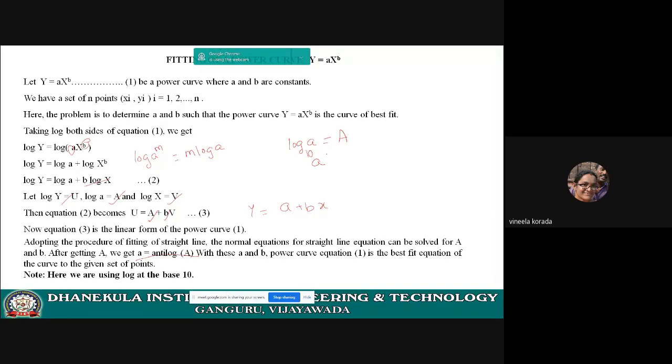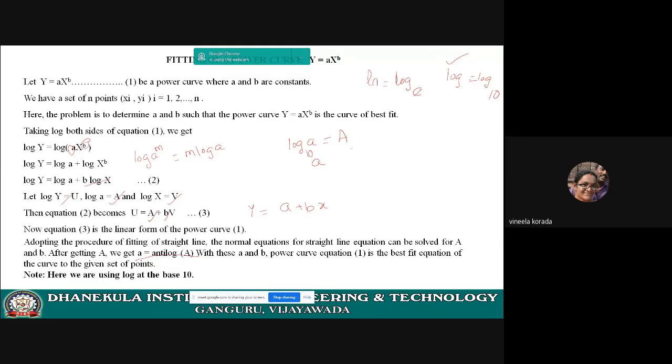Observe, in your calculators also you find ln and log. In the case of a power curve, you use log. Log indicates the base 10. Ln is to the base e. Ln means logarithm to the base e, whereas log is log to the base 10. Observe the difference. When you are using your calculators in this power curve problem, you need to use log always.